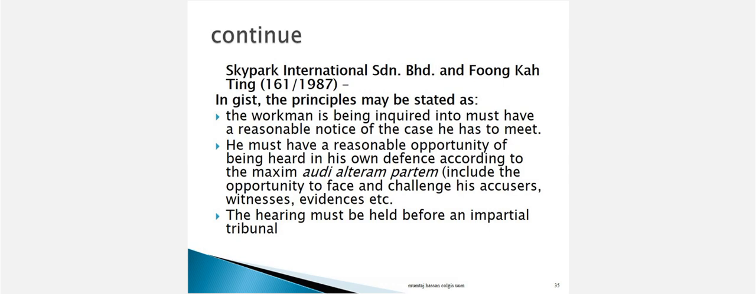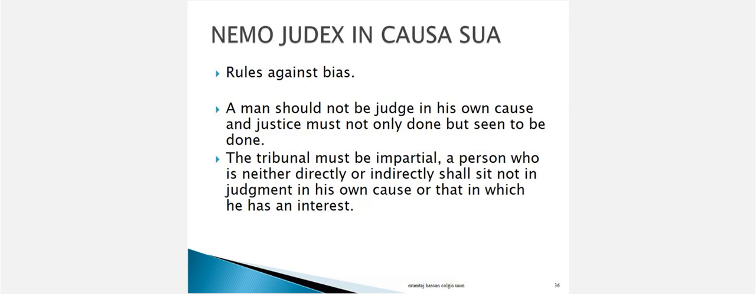Then he must have the reasonable opportunity of being heard. So he must be able to call his defense, and he must be able to face and also challenge the accuser, that means the employer, the witness, and the evidence. After that, there must also be a panel or a tribunal which is impartial, that means having no bias or no interest in the case. So that is what we call the rule against bias, the panel.